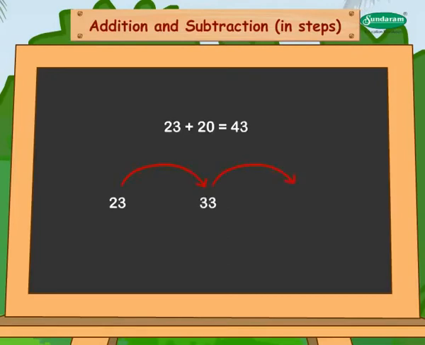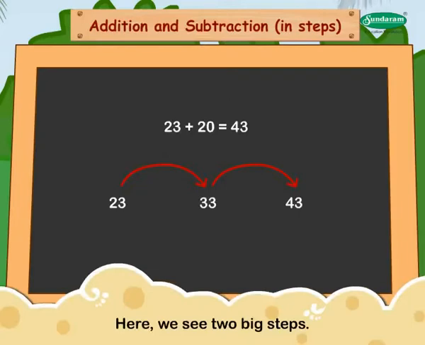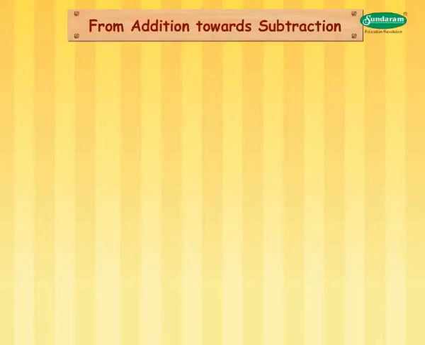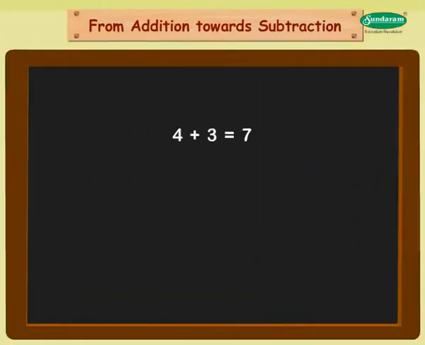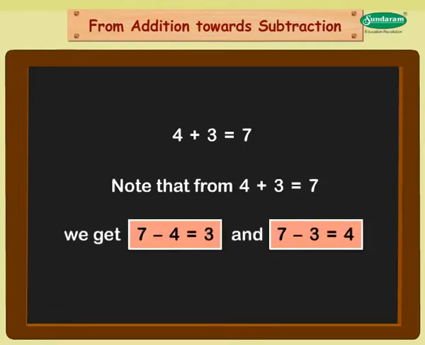23 plus 20 equals 43. Here we see two big steps. 43 minus 20 equals 23. From addition towards subtraction. 4 plus 3 equals 7. Note that from 4 plus 3 equals 7, we get 7 minus 4 equals 3 and 7 minus 3 equals 4.